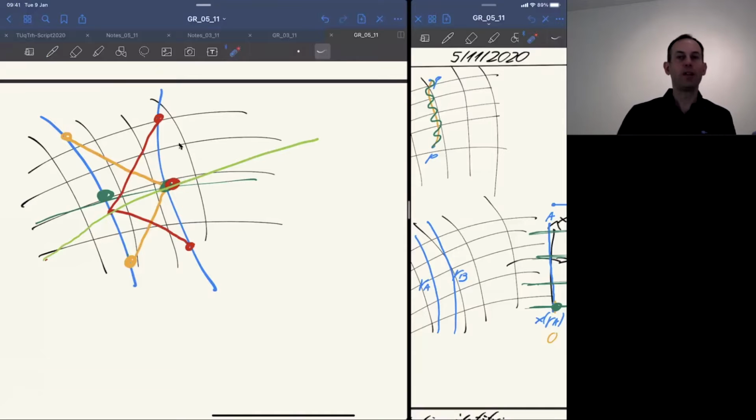Okay, so the bottom line is it's not a good idea to directly measure distances using meter sticks in GR.